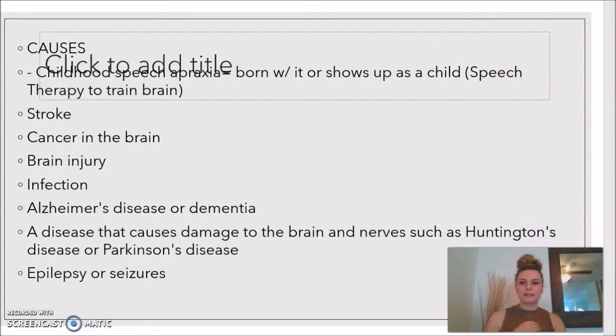You will see this with strokes, trauma, and brain injury, like any kind of brain injury, infection, Alzheimer's, dementia, epilepsy, seizures. So it comes with a lot of different disorders and pathologies that can cause this. My brother had apraxia as a child because it's very common in children, childhood apraxia of speech.